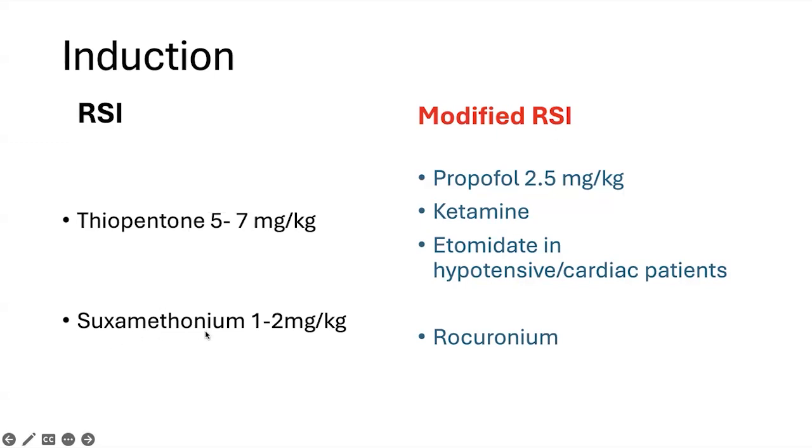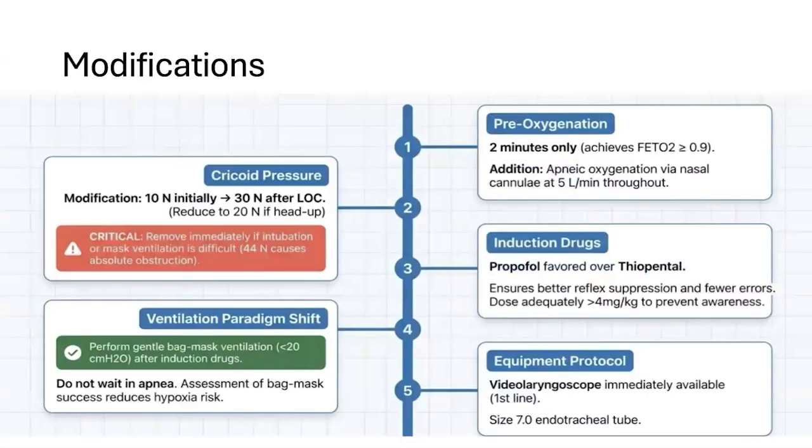Suxamethonium is the agent of choice for muscle paralysis, but if it is replaced by rocuronium, again, it becomes modified rapid sequence induction. Rocuronium is used with sugammadex. In case we can't intubate, we have to reverse the effect of the drug. So these are the modifications from the conventional induction technique which we had some time back.